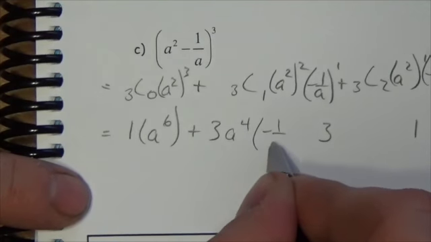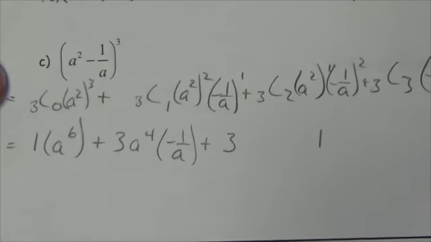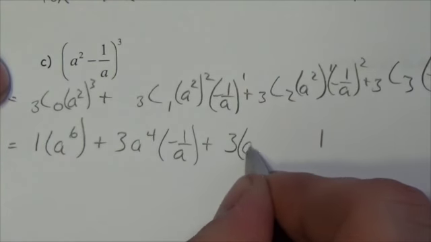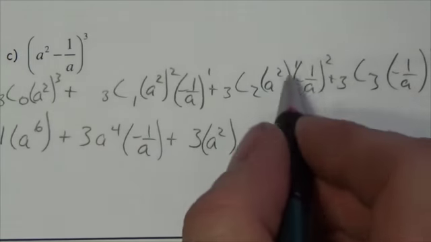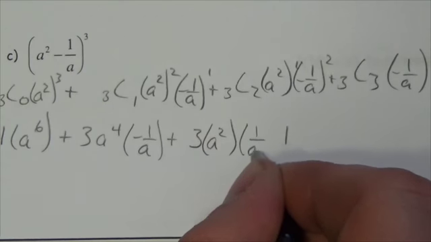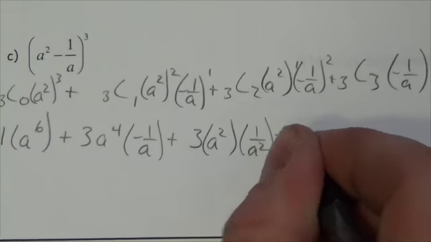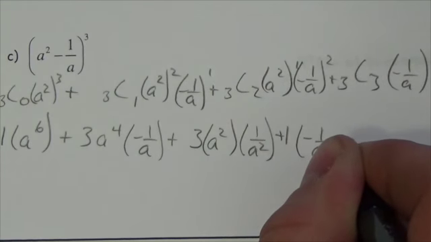And then I've still got this negative 1 over a. And I'll deal with that in just a second here. Then I'm going to have a squared to the 1, which will just be a squared. But now I'm going to get negative 1 over a, negative 1 over a squared, which will become positive 1 over a squared. Plus, and then back here, this will become negative 1 over a cubed.